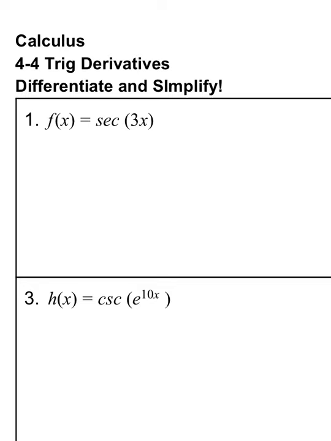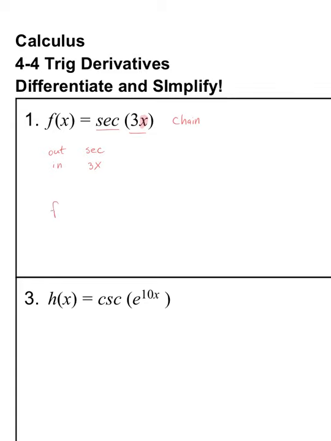Okay, let's practice with trig derivatives. Number one, you notice that you only see the letter x once, but you see two functions. So that is definitely a chain rule. That is a composite function. The outer function is secant, and the inner function is 3x.